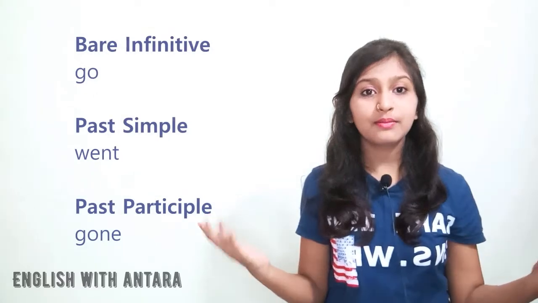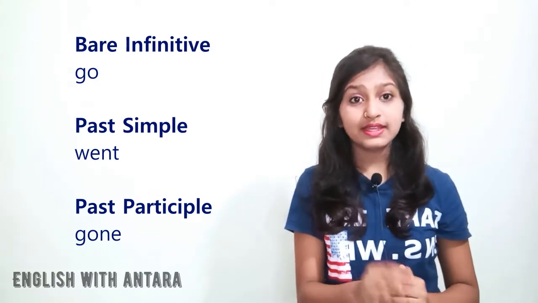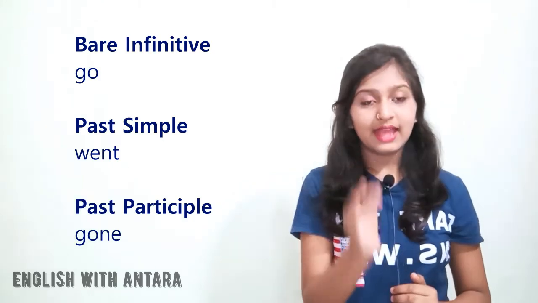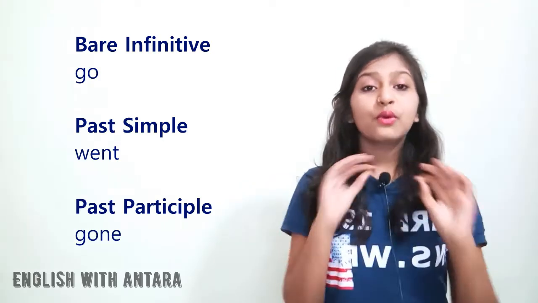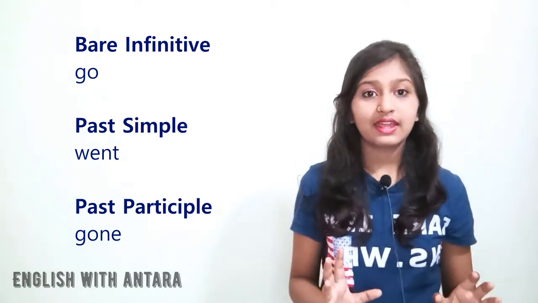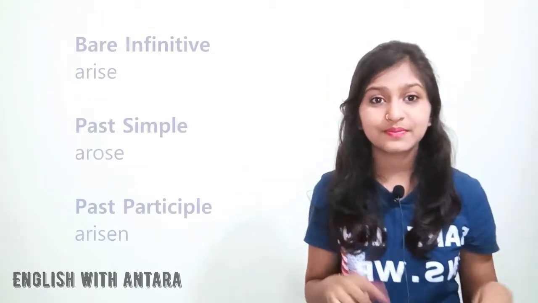Let's take another example. Go. Well, the past simple form is went and the past participle form is gone. So all the three forms are different and there are many such verbs in English. So now we'll start with our exhaustive list of irregular verbs.